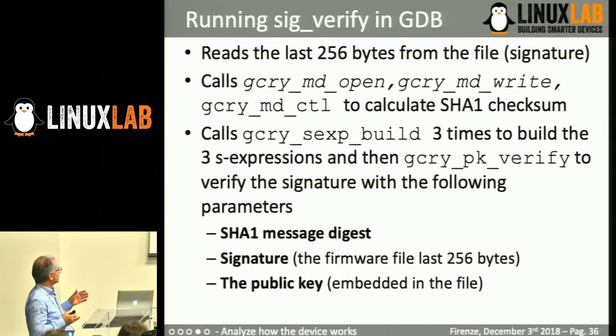Basically, it reads the last 256 bytes from the file, which is the signature. It calculates the SHA1 checksum of the firmware file without the signature, and then it calls libgcrypt functions to check the signature. So it uses the SHA1 message digest, the signature, the last 256 bytes from the file, and the public key. The public key is embedded inside this binary, and in this way it checks the signature. So the firmware file has been signed with the private key, and the public key is included in the binary.